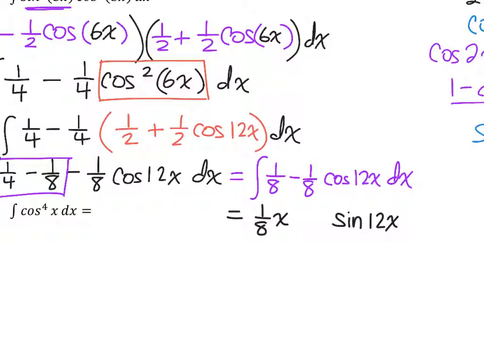I would check it by taking its derivative, right? When I do that, I would get cosine of 12x times 12. All right, so that's a problem. I don't want a 12. I want it to be negative. And I need there to be a 1/8.